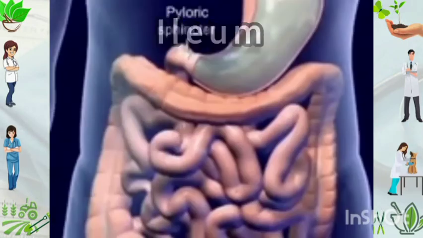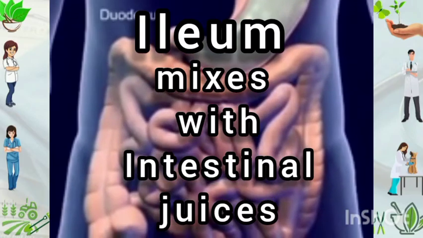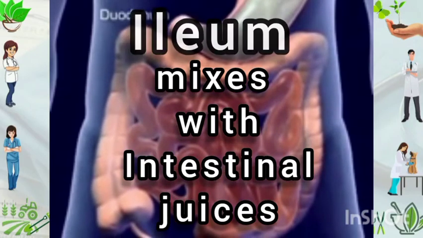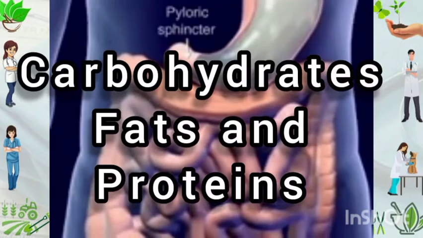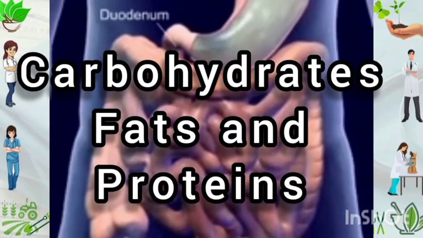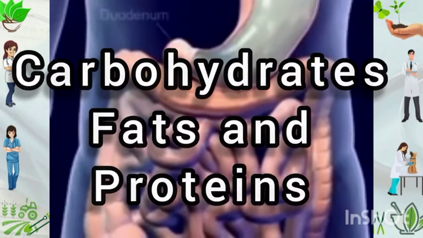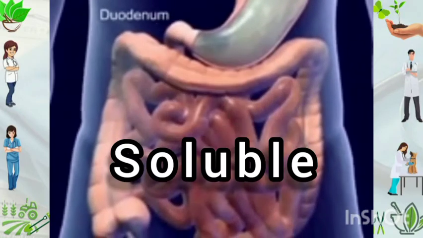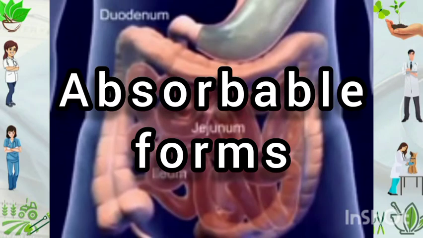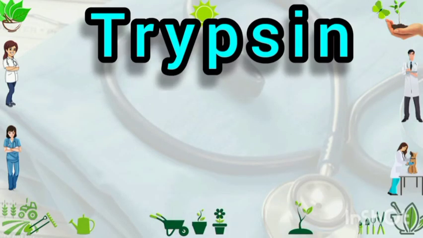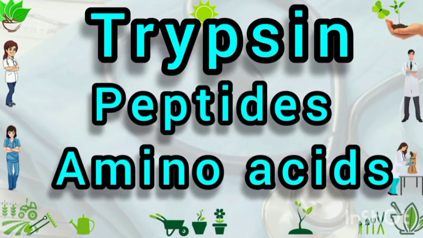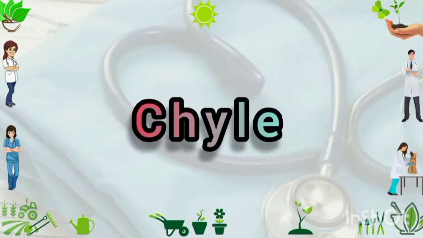Food then passes into ileum and mixes with intestinal juice. Here, complete digestion of food materials like carbohydrates, fats, and proteins takes place, and they get converted into simple, soluble and absorbable form. Example: trypsin digests the peptides into amino acids. Now, the digested food is called as chyle.